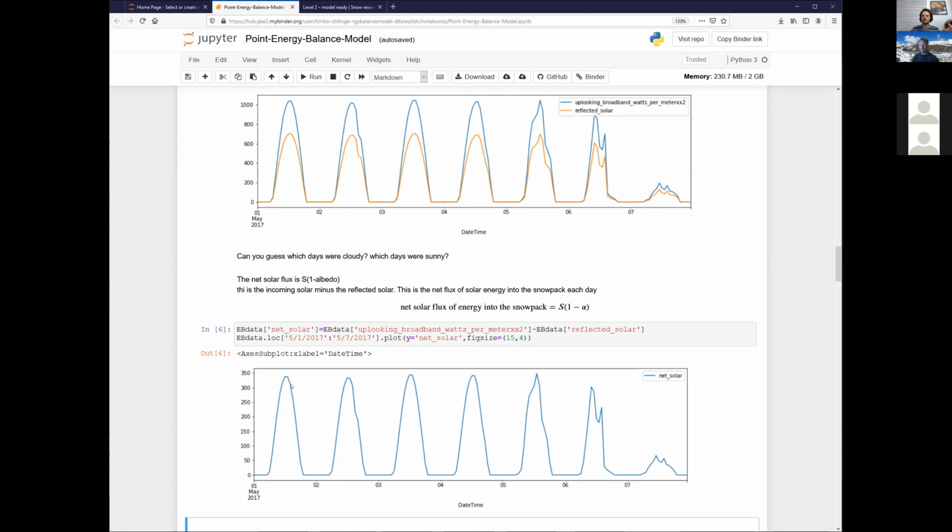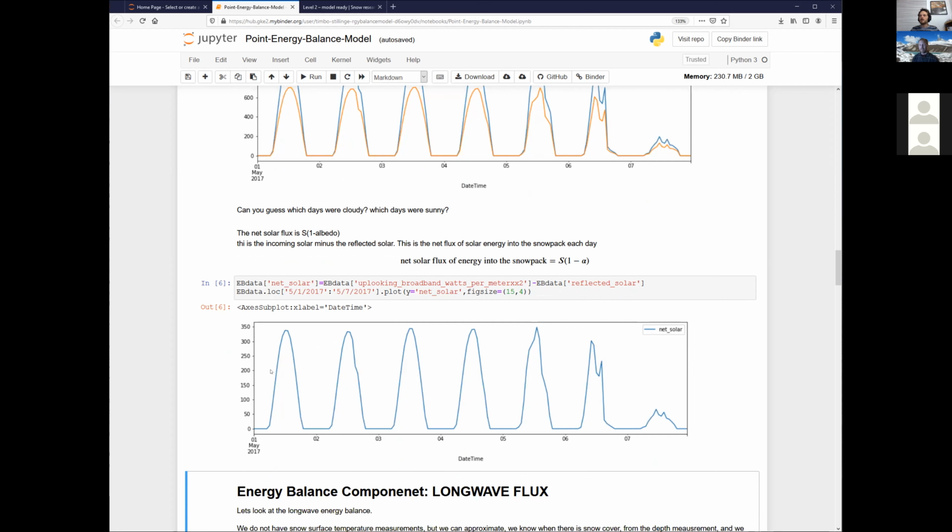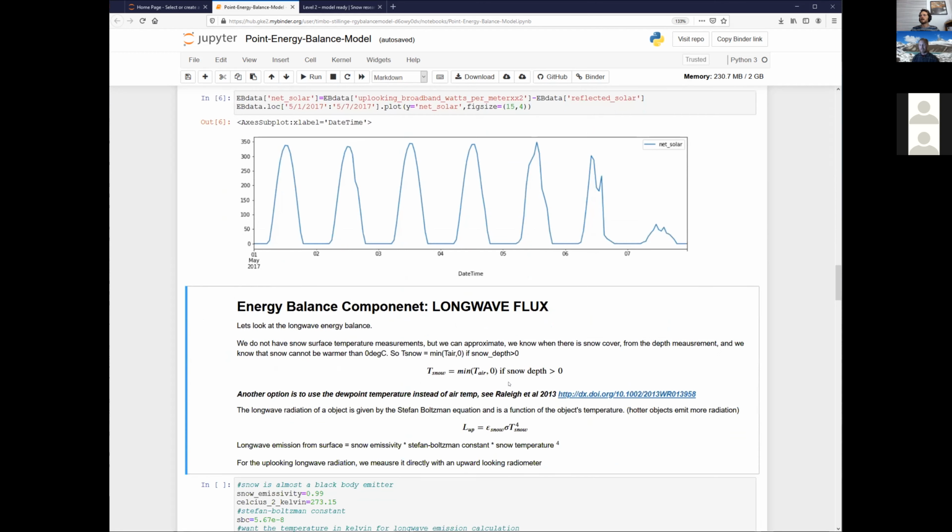We can see on a clear sunny day in the spring, there's about 340 watts per meter squared hitting the snowpack. And on a really cloudy day, that drops down quite a bit to a little less. So now with this graph, we have that solar component of our radiation balance for these days. So let's go on and now look at the long wave flux.